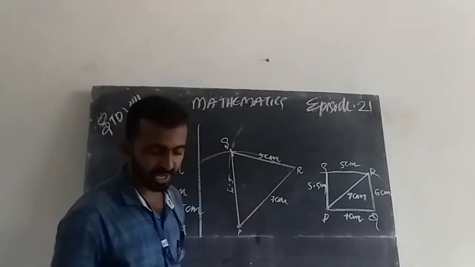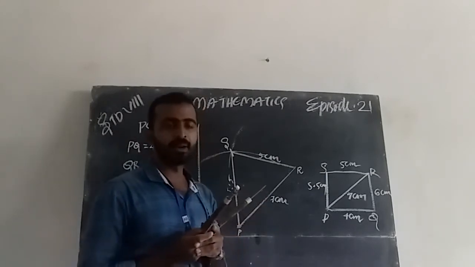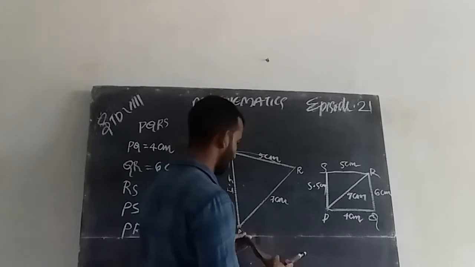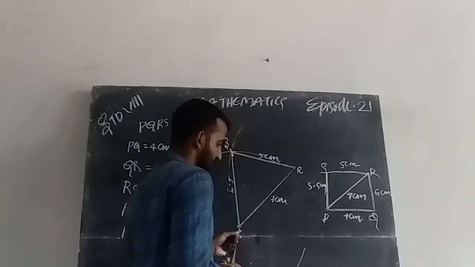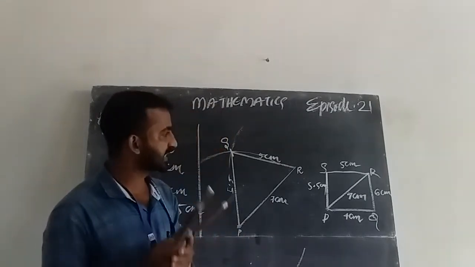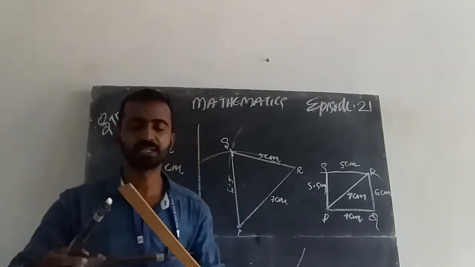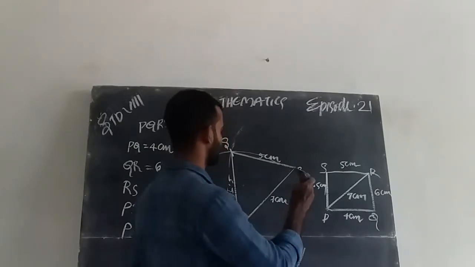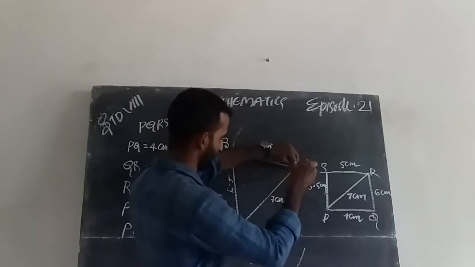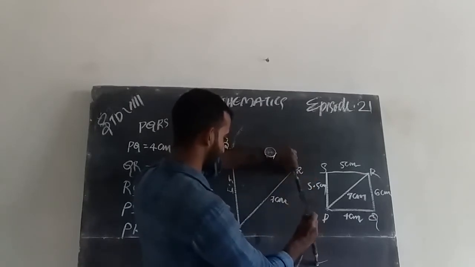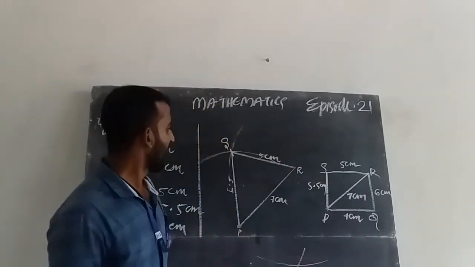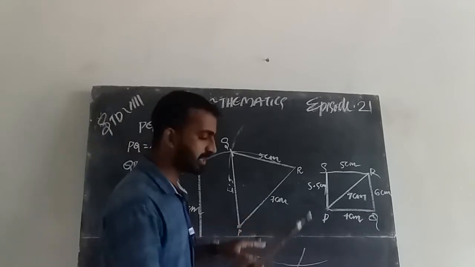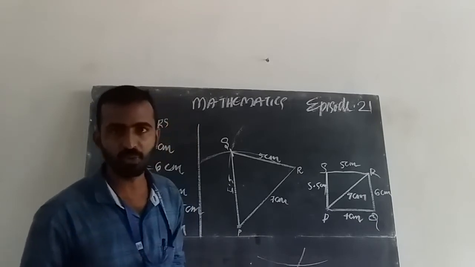Next we take 4 cm on the compass and draw an arc with center P. Next I take 6 cm on the compass with the help of a scale and draw an arc with center R. The arcs intersect. This is for your clarification; when you take the length, you must take it with the help of a scale.